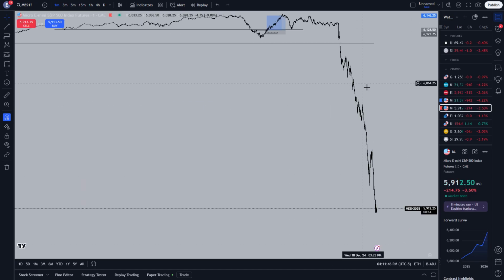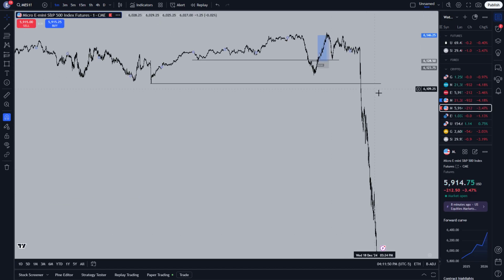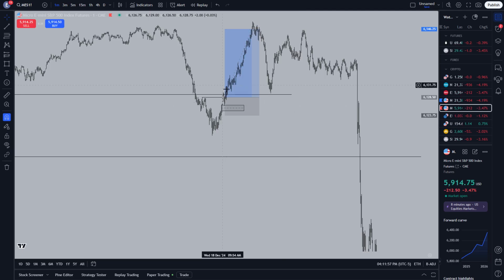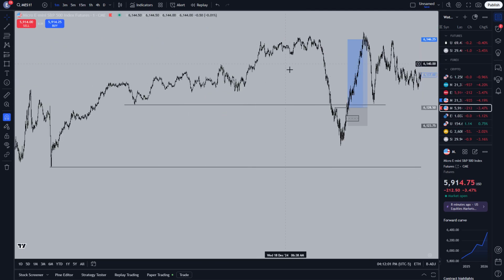Whichever index is giving better displacement out of the fair value gap, I take the trade off of, because I always take a trade off of a fair value gap no matter what on the 1 minute. So whichever is giving better structure off of it, I'll take it, of course, if they're both pretty aligned well.